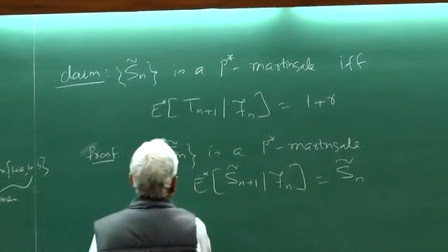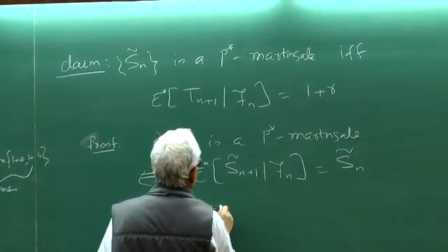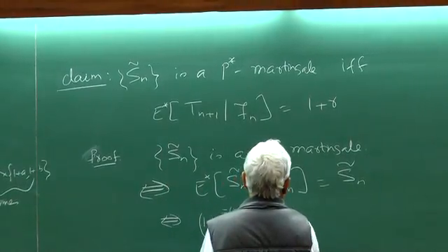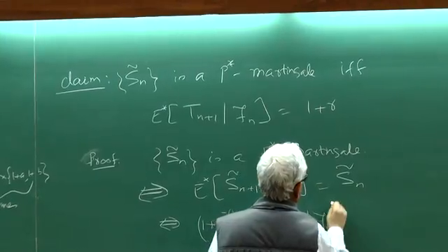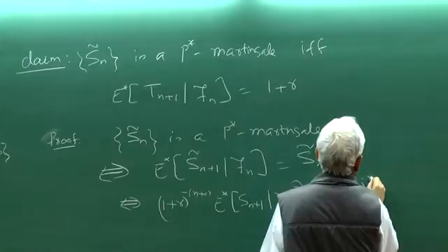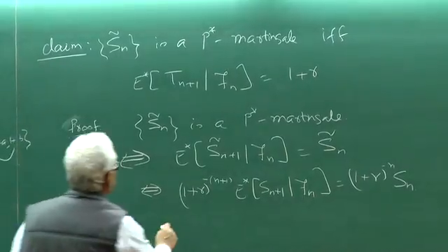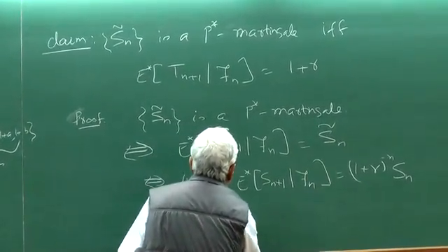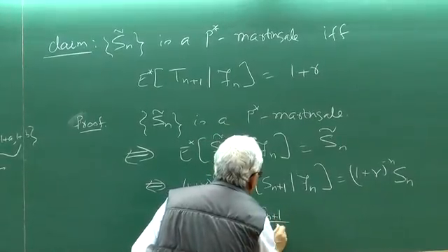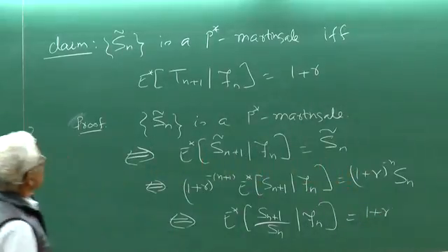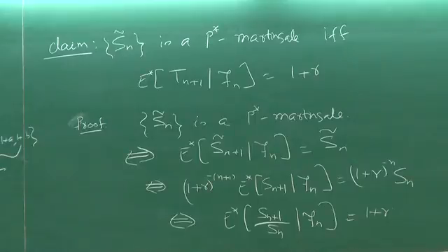So I can take 1 plus R to the power minus (n plus 1) times E star of Sn plus 1 given Fn equal to 1 plus R to the power minus n times Sn, right? This means the expected value of Sn plus 1 over Sn given Fn equals 1 plus R. So I have proved the claim.